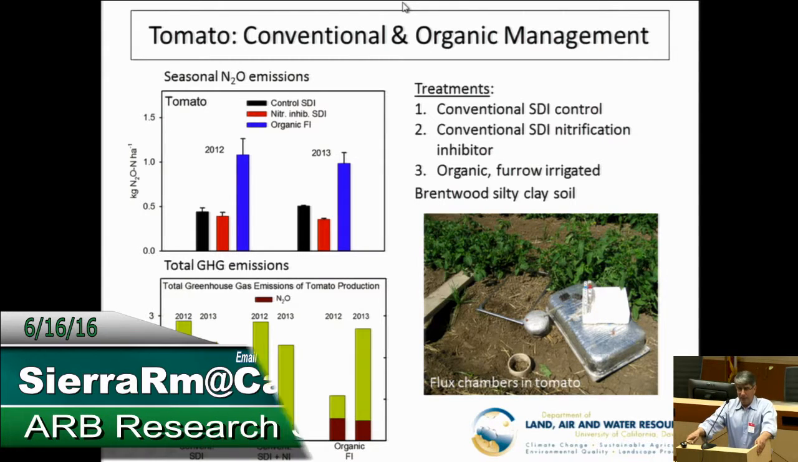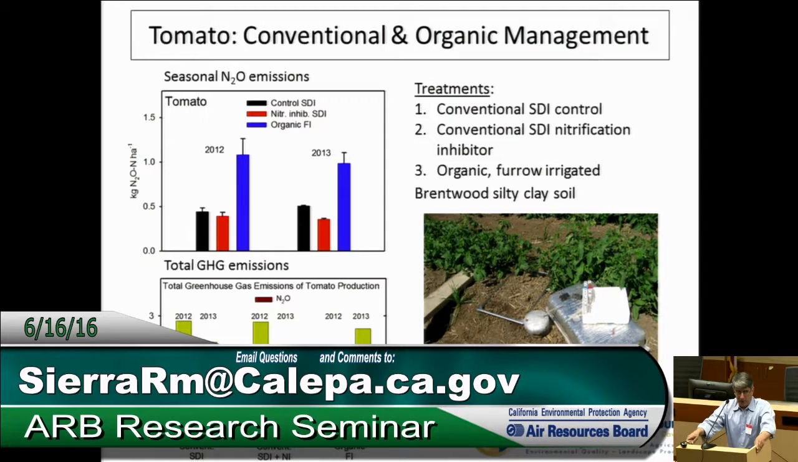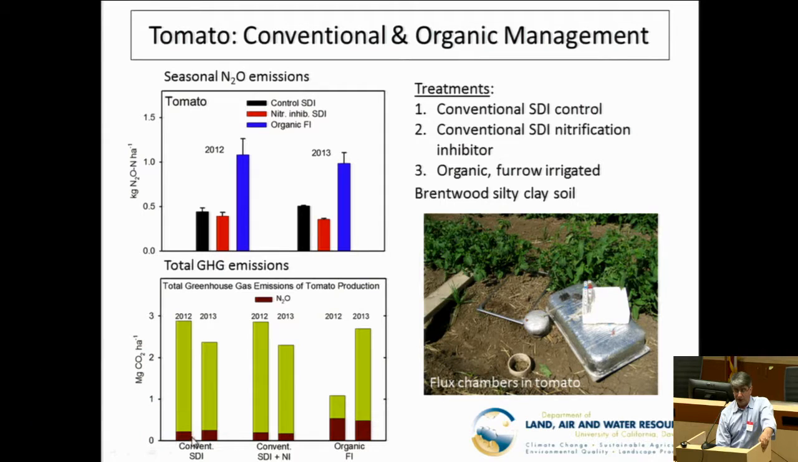We also had an organic treatment in tomato, and that was traditionally furrow irrigated. It works better with organic production, and it had higher emissions, more than twice as much. But what I also want to point out here is that in the lower graph, we converted the nitrous oxide emissions into CO2 equivalents, and the brown section of these bars are the N2O emissions. The other sections are other greenhouse gases associated with production. There's fuel for tractors, irrigation, fertilizer. And so the difference between using an inhibitor or not is quite small when all the greenhouse gases are considered.